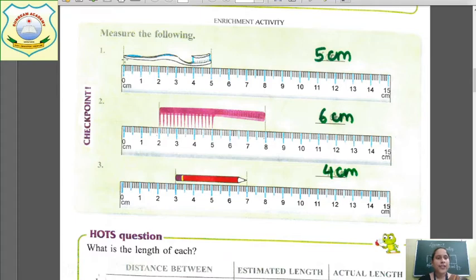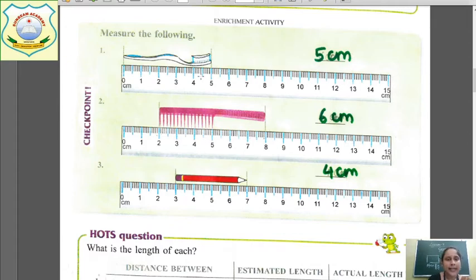See, the edge of this toothbrush is on 0. It is beginning from 0 and it is ending on 5. Now count how long it is. What is the length of this toothbrush? Count with me. 1, 2, 3, 4, 5. So this means that this toothbrush is 5 centimeter long.